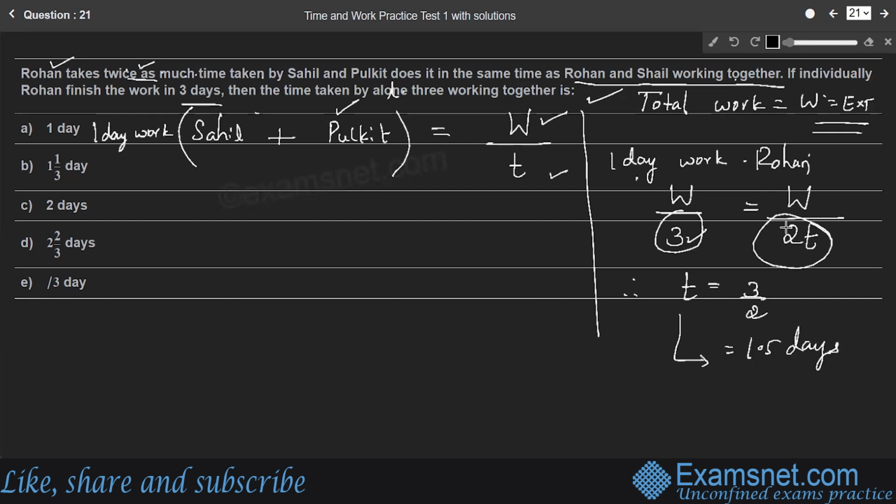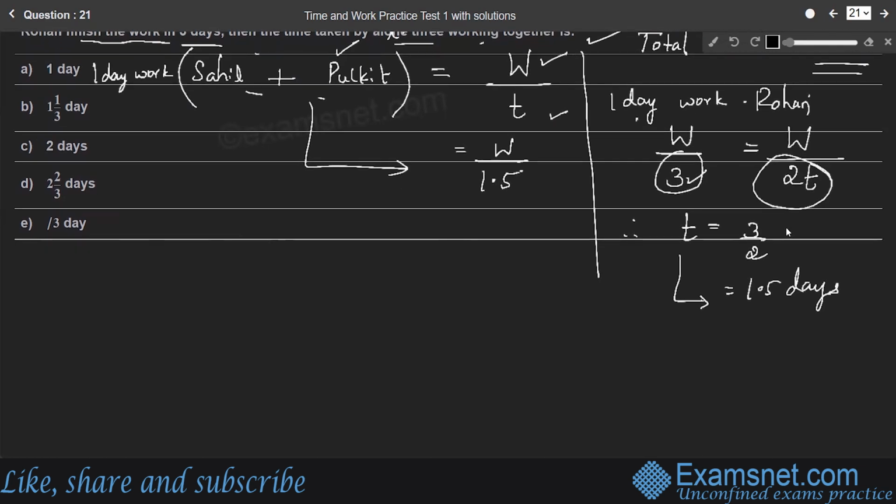So, this T is the time taken by Sahil and Pulkit. Therefore, Sahil and Pulkit take 1.5 days to complete the work, so their one day work becomes W by 1.5. Here the question is, if individually Rohan finishes the work in 3 days, then what is the time taken by all three working together? So we'll consider that all three of them, Sahil, Pulkit and Rohan, work together.